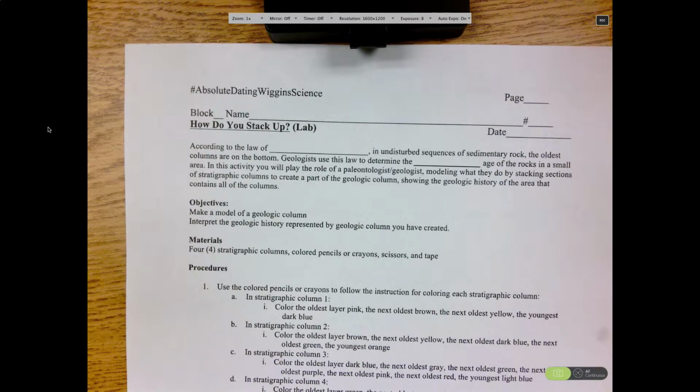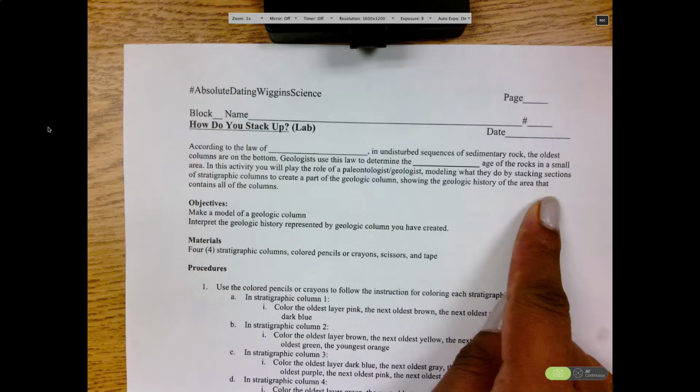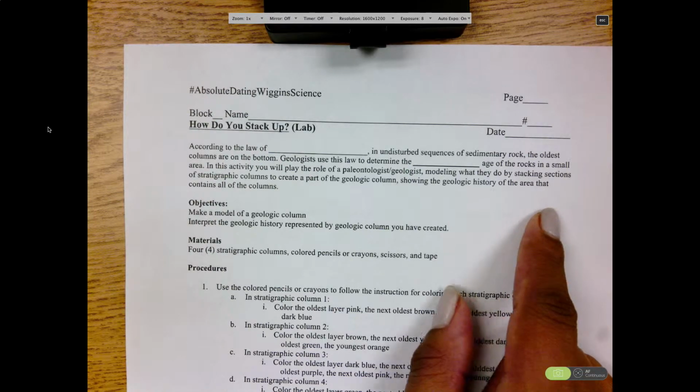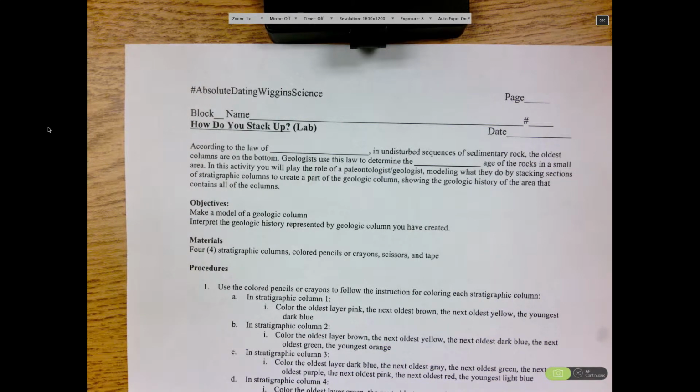First of all, with you and your partner, before you start handling anything, you will read these instructions here, or this information. Notice they have blanks, so therefore what? You got to answer them. Fill in the blanks. Your objective for this lab is to make a model of a geologic column. You're going to interpret the geologic history represented by the geologic column that you have created. That's what we've been studying. That's the purpose for what we have been studying.